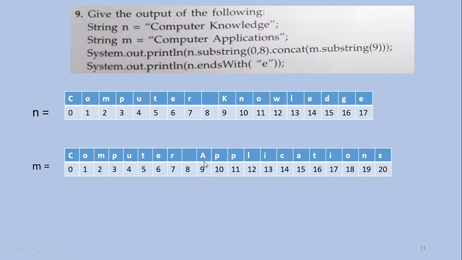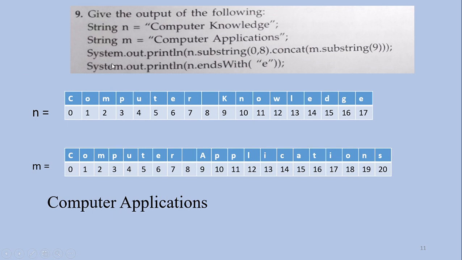My 9 starts with capital A. You have to run till S. When you run till S, what will you have? You will have applications till the end. So your output will be computer applications without space. Clear? So you will have your computer applications without space. The space is not here. Clear? You will have directly computer applications.